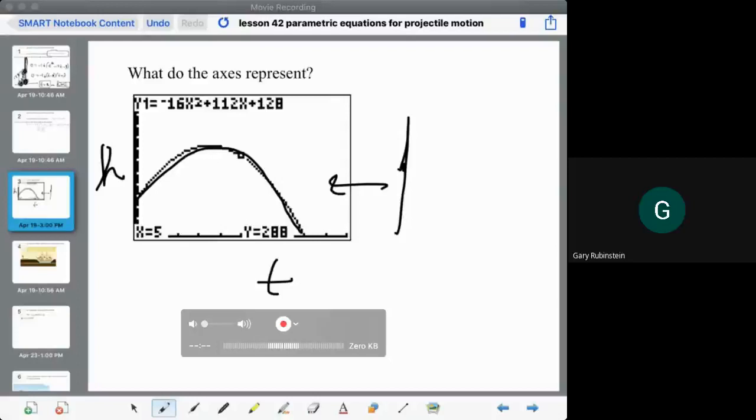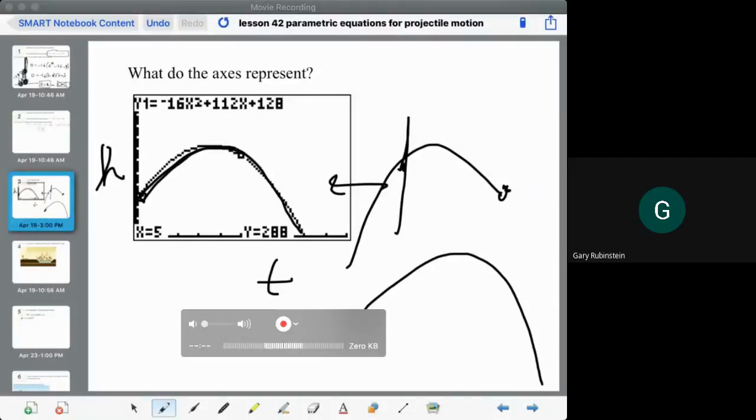Or the ball might actually be going to the right as it goes up and down. Or for all we know, the ball is going to the left as it goes up and down. So I just want to make the point that this is not the actual path of the ball. It's a representation of how the height of the ball changes over time. This t does not represent the horizontal displacement of the ball. The t represents how much time passed, and the h, the y value, represents the height. So I just want to make that clear.